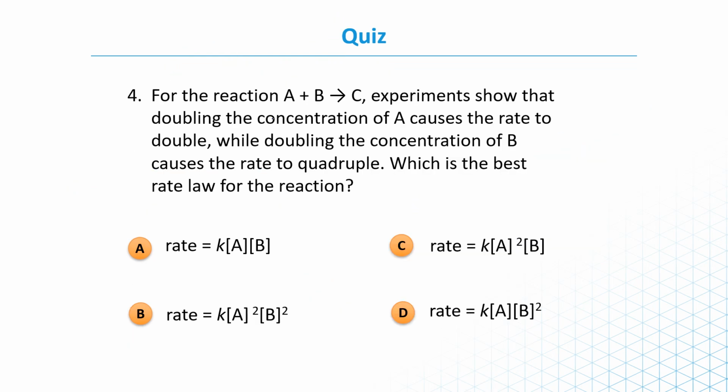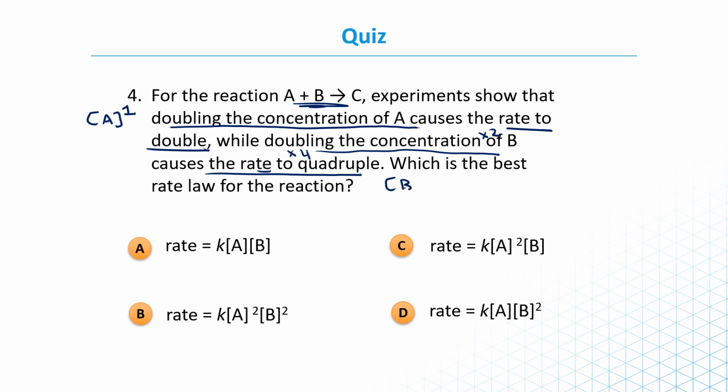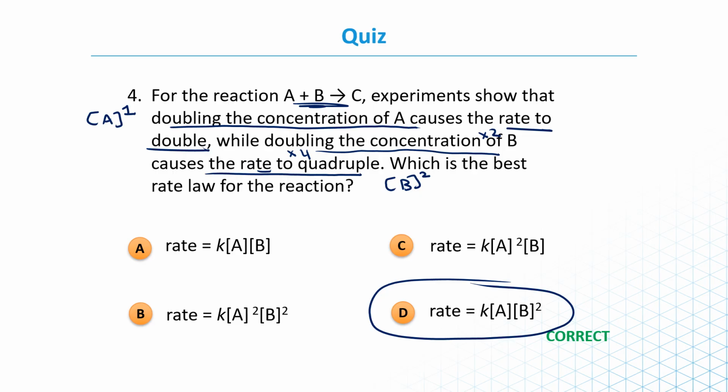Alright. For this reaction, experiments show that doubling the concentration of A causes the rate to double, يعني الـ concentration of A here power 1 لأنه لما دبلناه الـ rate تدبل, while doubling the concentration of B causes the rate to quadruple, يعني لما ضربنا الـ concentration of B ضرب 2 شو حصل الـ rate انضرب في 4, يعني الـ concentration of B should be to the power of 2 in the equation, second order. So which one does this represent? It represents number B. Okay guys.